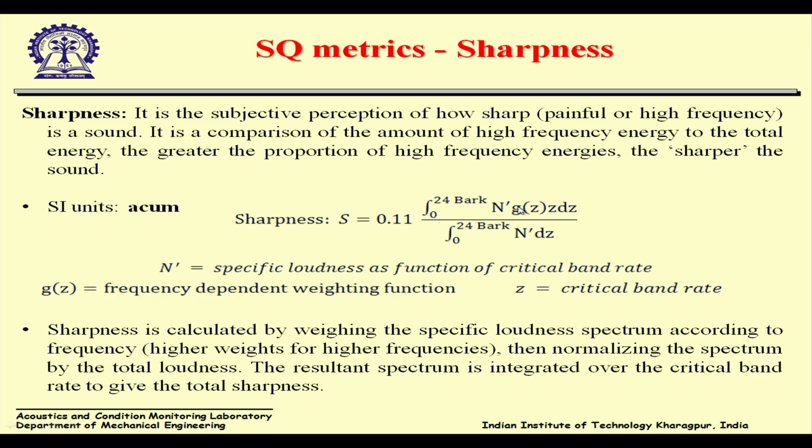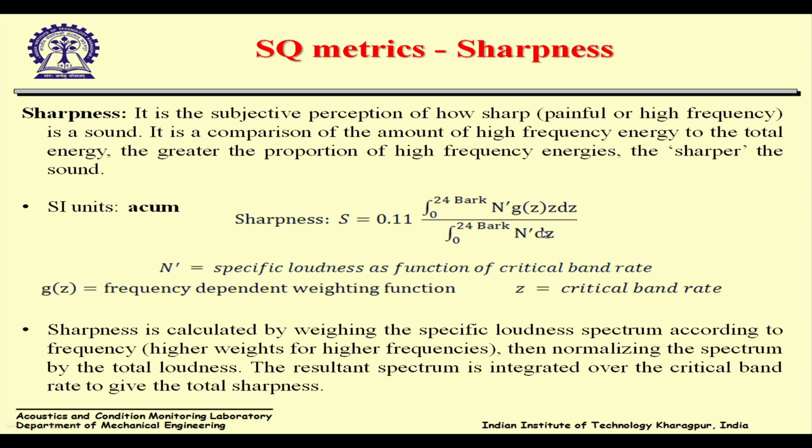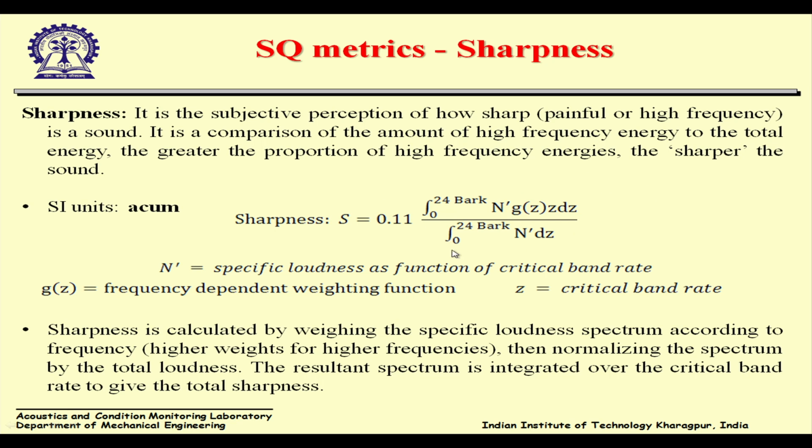So again, for sharpness also, we first calculate the curve of specific loudness. This N dash is the specific loudness, which we had calculated in our previous slides. This is the specific loudness curve. Because for sharpness, the higher the frequency content of the sound, the sharper the sound is, we apply a frequency dependent function where we apply more weighting to higher frequencies and lesser weighting to lower frequencies. We apply this to the specific loudness curve, and then divide it by the total loudness of the sound. So we get a small fractional value, which usually varies between 0 to 2, and we get this sharpness.